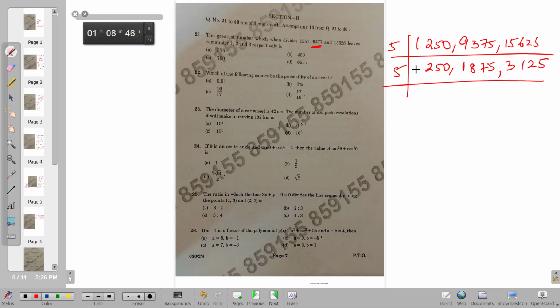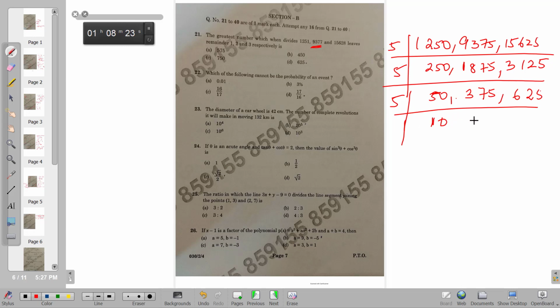Okay. 5 again. You have 50. This is 3, 375, right? So 375, 37, 7, 5. And then you have 6 and this would be 2, 5. Let me take 5 common again. So you get 5 times 10.